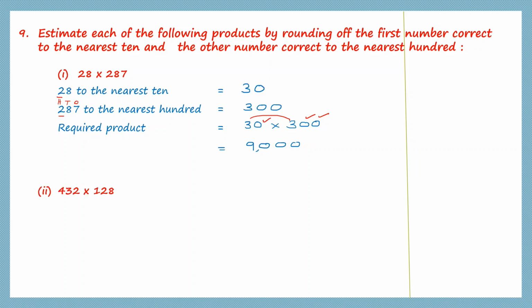Question 2. 432 into 128. The first number to the nearest 10. So the digit in the tens place is 3. And to its right we have a digit which is less than 5. So 3 will remain the same. So what do we have there? 4, 3 and 0. 430.